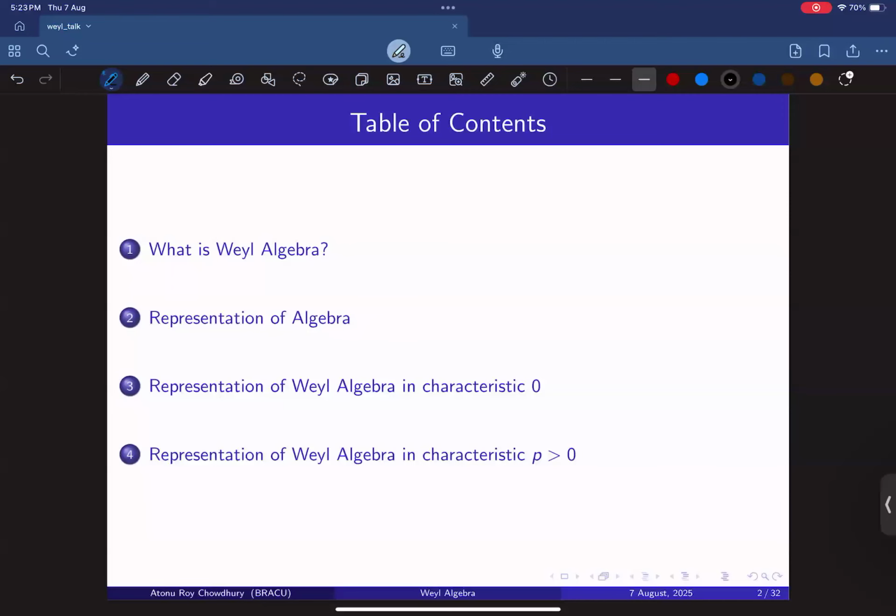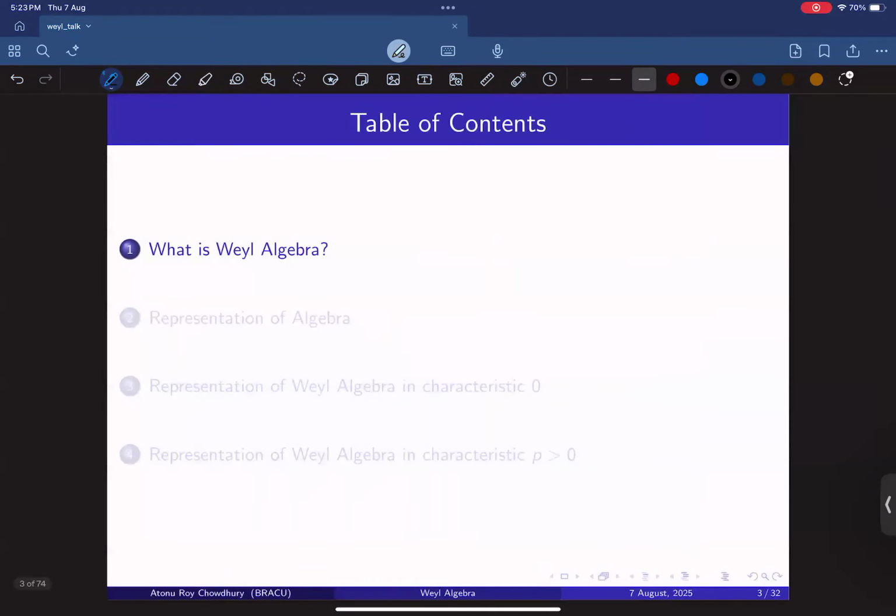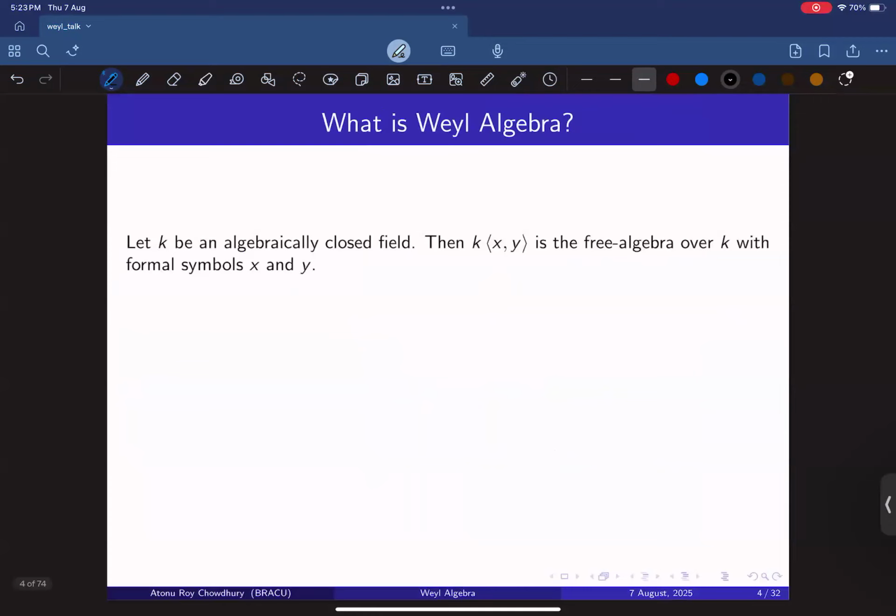We will talk about what is Weyl algebra, what is representation of algebra. We are going to talk about the representation of Weyl algebra in characteristic 0 for a bit. Then we'll move on to our main content, which is in characteristic p greater than 0. So first things first, what is Weyl algebra?